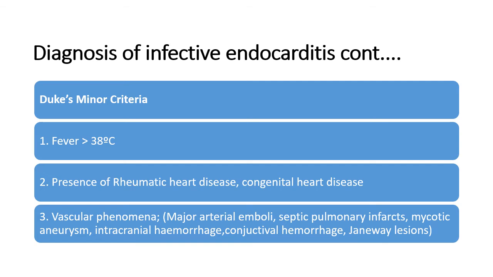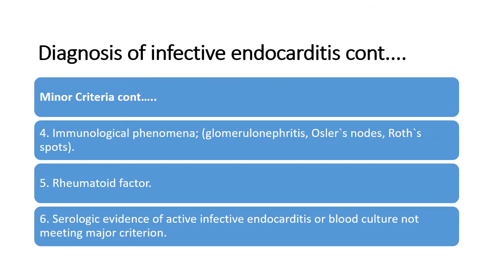Vascular phenomena, that is major arterial emboli. Remember, we said sometimes infective endocarditis can cause emboli. Why? Because valvular damage distorts the normal flow of blood, which becomes turbulent. It leads to blood stasis and forming emboli. Emboli favor microorganism growth. That's why we say major arterial emboli, septic pulmonary infarct, mycotic aneurysm, intracranial hemorrhage, and conjunctival hemorrhage, as well as Janeway lesions. These are all minor criteria for infective endocarditis.